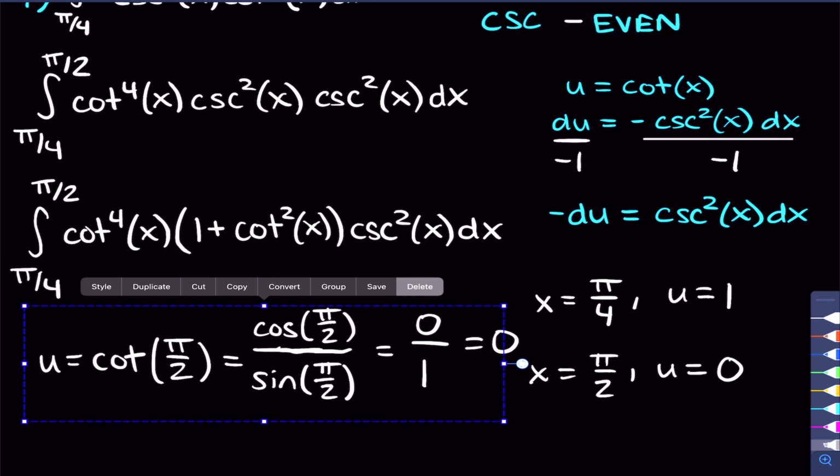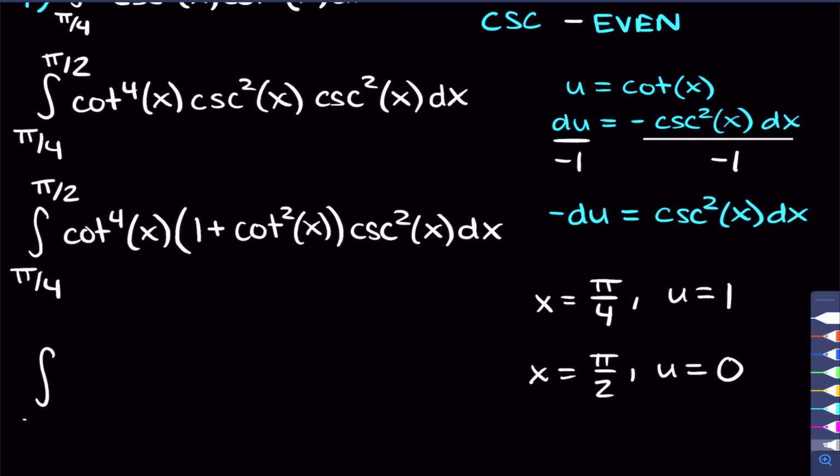So the bounds for our integral are not going to be 0 to 1, because remember what the order of things is here. When x is equal to pi over 4, u is equal to 1. So our lower bound's actually going to be 1, and then our upper bound will be the 0. And then let's make our u sub here. Cotangent to the 4th will become a u to the 4th.